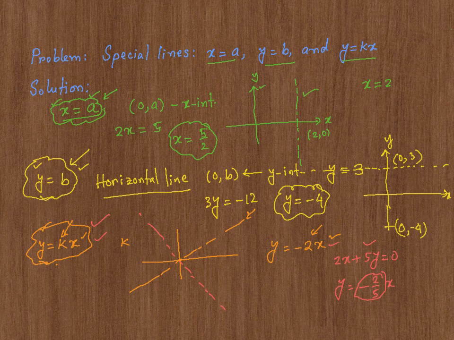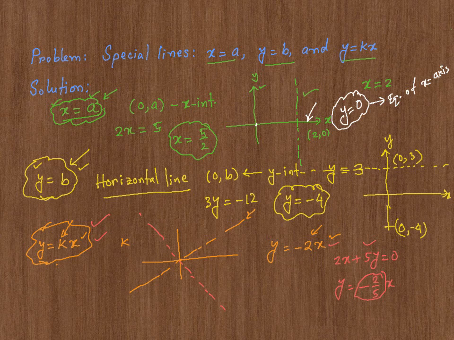Now let me touch on two special vertical and horizontal lines, which are the x-axis and y-axis. The x-axis is a horizontal line, and it goes through the origin. It intercepts the y-axis at 0. So the equation of the x-axis is y is equal to 0.